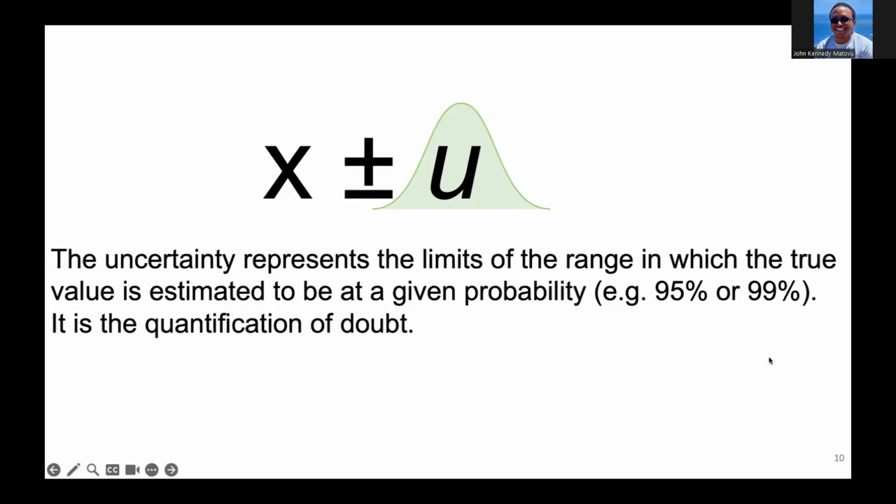So you're saying that this measure that I'm giving you, this interval, and the interval is really the width of that uncertainty. This interval is within this limit. It's within the 95th percentile or the 99th percentile. So essentially, MU is the quantification of doubt.